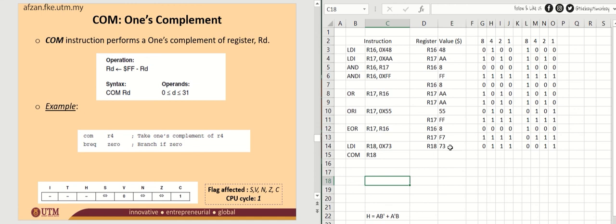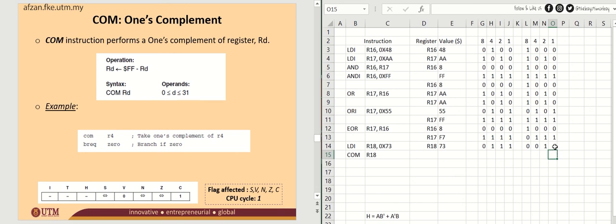Okay, so this is the current value of R18, which is 73, and then you do the COM R18. What does the first complement do? To get the result of this instruction, what you need to do is first convert the hex to a binary number, and then convert this value of R18 to its first complement.